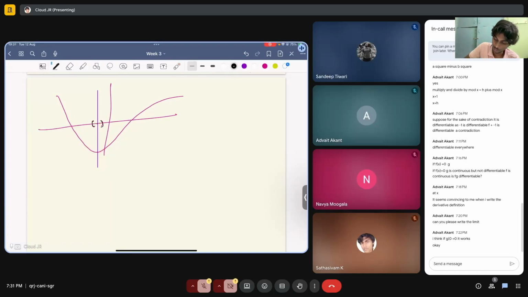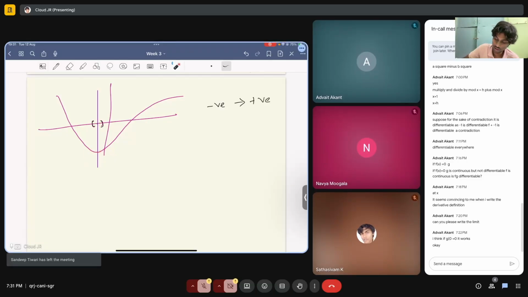So whenever the slope moves from negative to positive, or basically, the derivative on the left side is negative and on the right side it is positive. Derivative is basically the slope, right? So the derivative moves from negative to positive as you move in this direction.